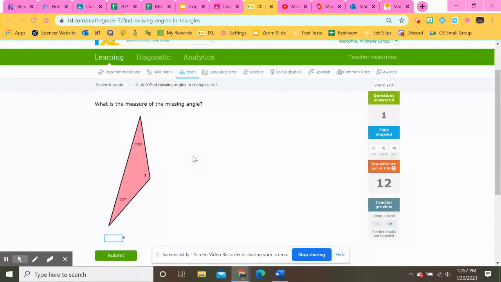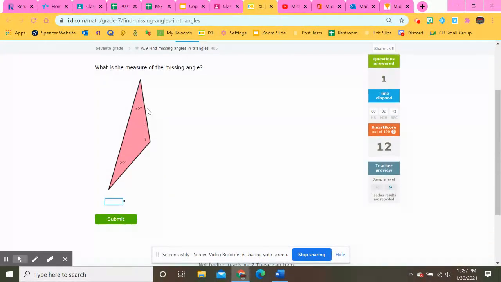And the next one, this is an isosceles triangle because you've got two angles that are the same measure. So we're still going to subtract from 180. We're going to do 180 minus 25 minus 25, or 180 minus 50. And it'd be a 130 degree angle.